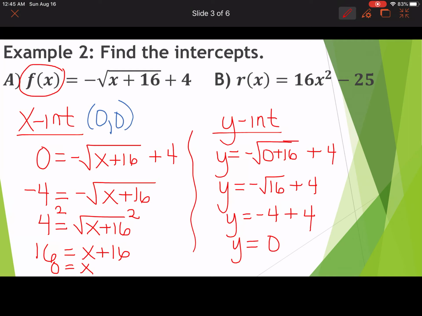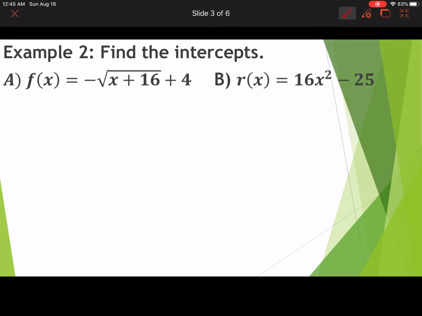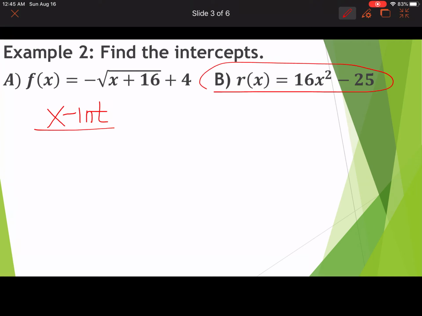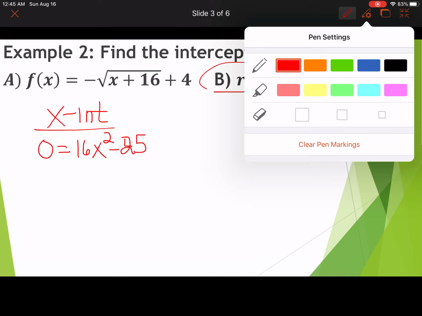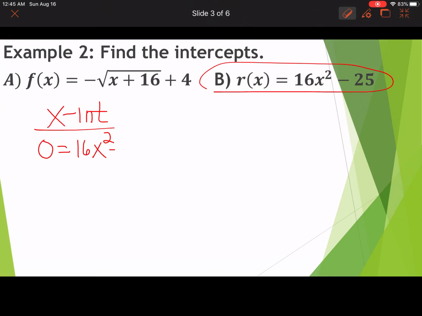To find our y-intercept, that means that x is equal to 0. So y equals negative square root of 0 plus 16, plus 4. So y equals negative square root of 16 plus 4. The square root of 16 is 4. So y equals negative 4 plus 4. And that verifies what we thought. So the x-intercept and y-intercept is at 0, 0.